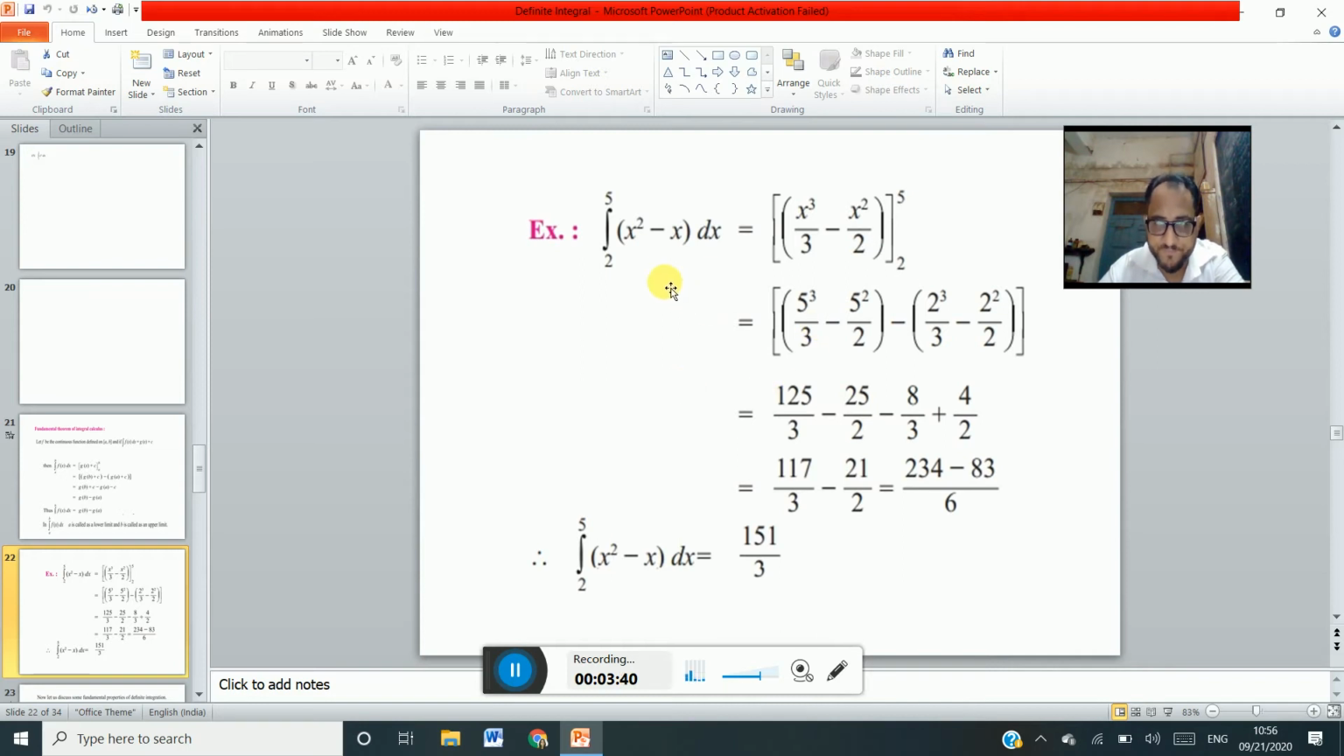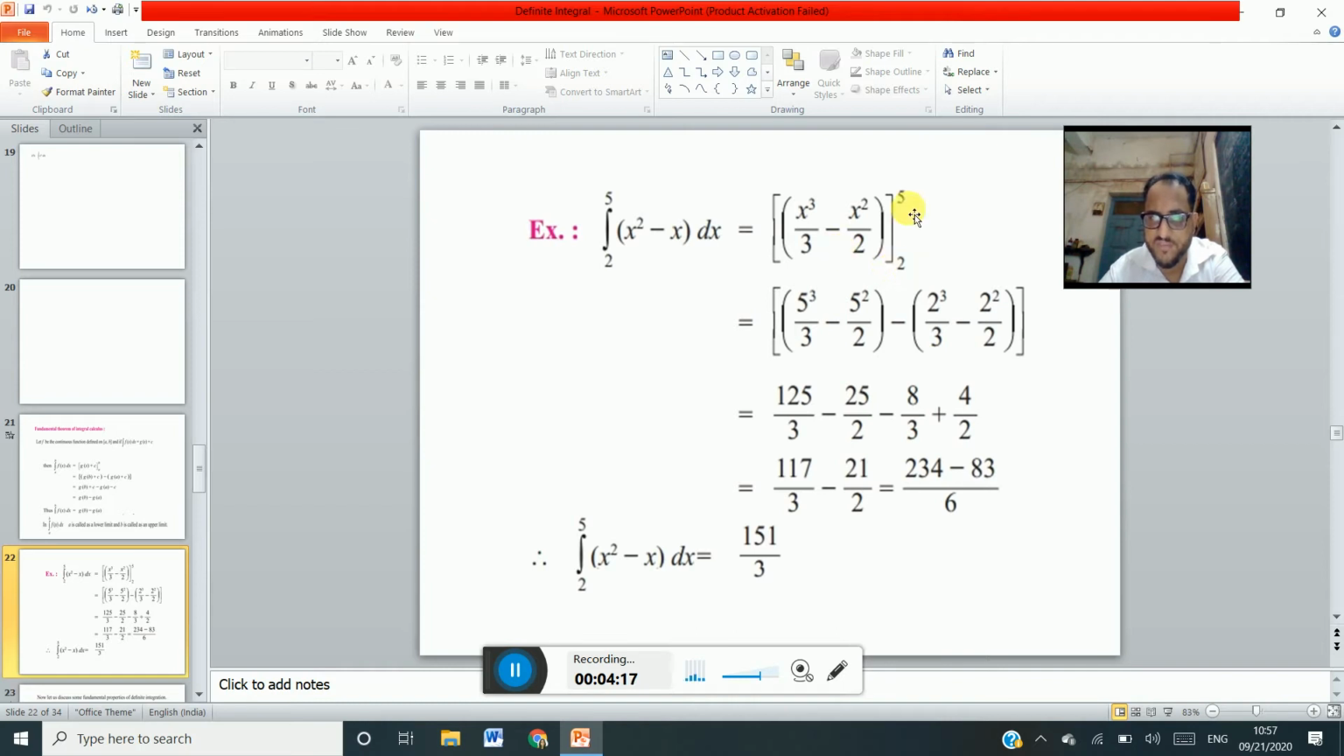See, first one, say evaluate the integration from 2 to 5 of x square minus x dx, right? So this is a simple example where the integration of x square is x cube by 3 by using the formula of integration of x to the power n, that is x to the power n plus 1 upon n plus 1. So x to the power 2 plus 1 upon 2 plus 1 means x to the power 3 upon 3. And minus, similarly the integration of x is x square by 2 by using the same formula, and the limit is 2 to 5. This is the answer.